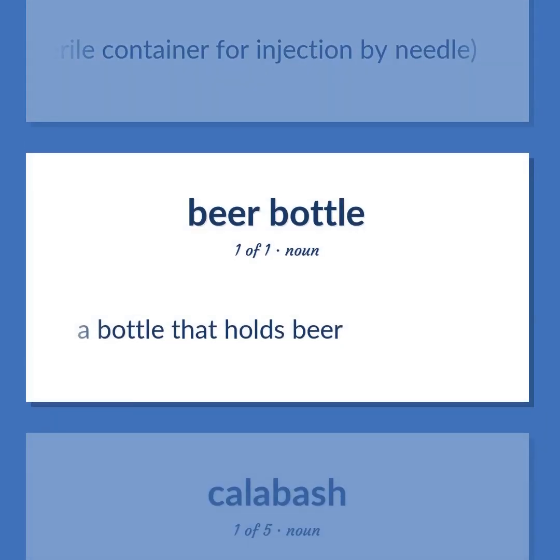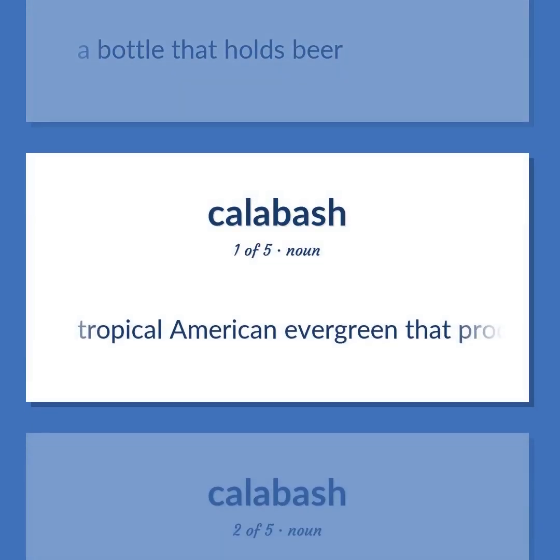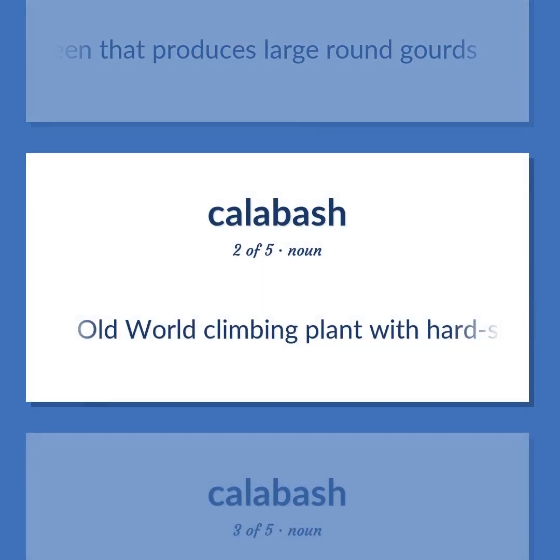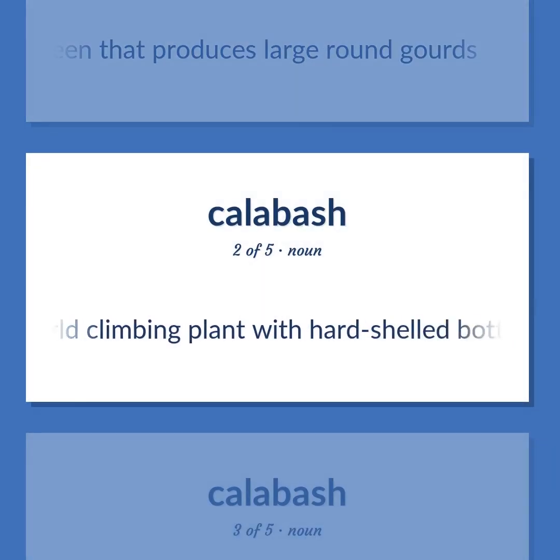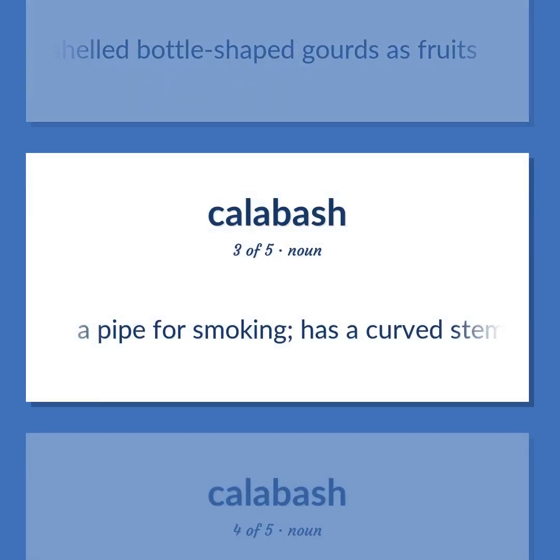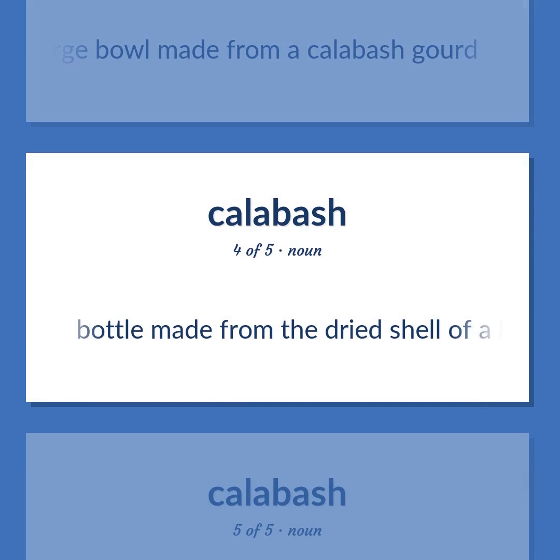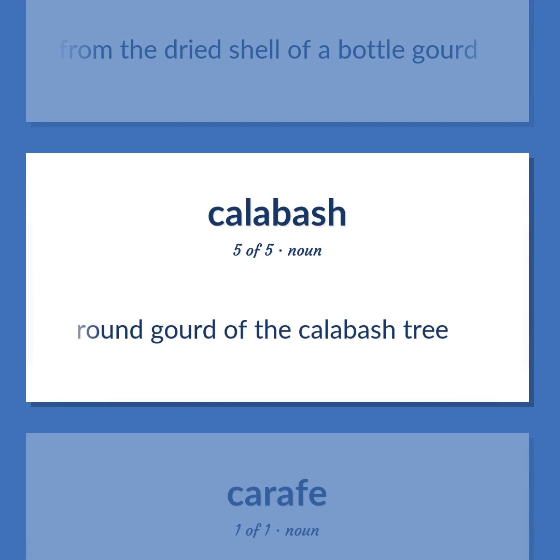A bottle that holds beer. Tropical American evergreen that produces large round gourds. Old world climbing plant with hard-shelled bottle-shaped gourds as fruits. A pipe for smoking. Has a curved stem and a large bowl made from a calabash gourd. Bottle made from the dried shell of a bottle gourd. Round gourd of the calabash tree.